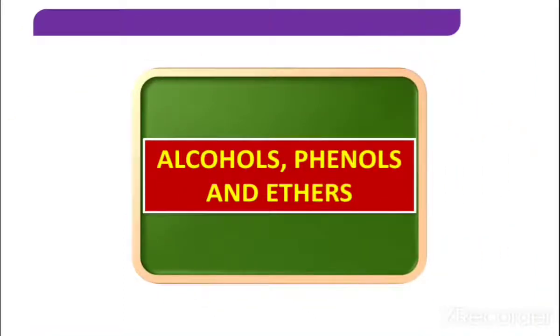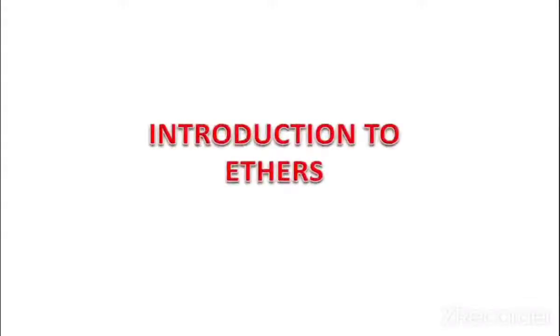In ether, we discuss first the introduction of ether, then types of ether. The ethers are classified into two types: symmetrical ether, then unsymmetrical ether, the nomenclature of ether, then the structure of ether, and then general methods of preparation of ether. First one, we discuss the Williamson synthesis, then the diazomethane method, then physical properties of ether, and last, the reactions of ether. Okay, first the introduction to ether.